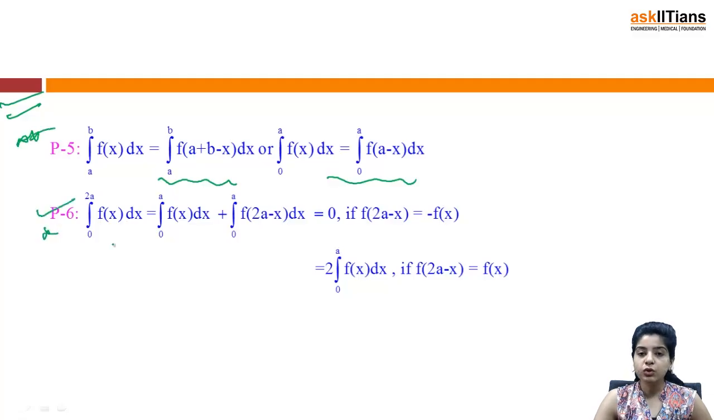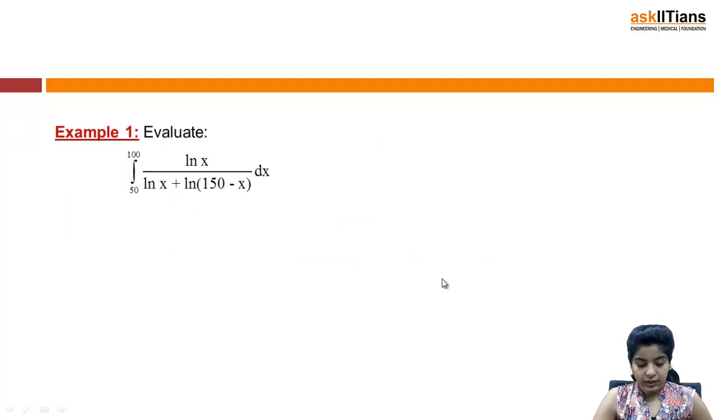Next we have integral 0 to 2a f(x) dx is integral 0 to a f(x) dx plus integral 0 to a f(2a minus x) dx, and this will be equal to 0 if f(2a minus x) is minus f(x), and it will be equal to twice of integral 0 to a f(x) dx if f(2a minus x) is f(x). Let us discuss the question based on this.